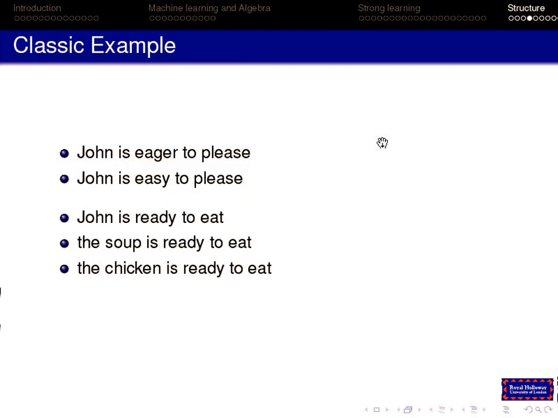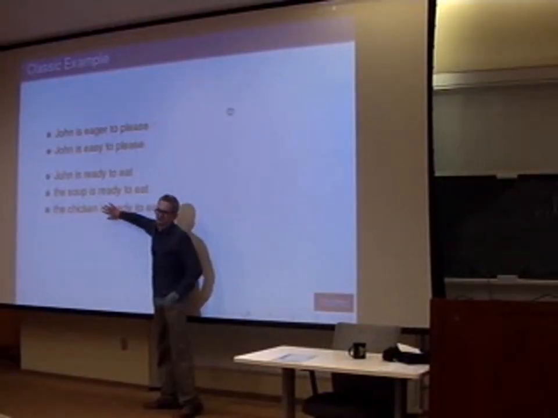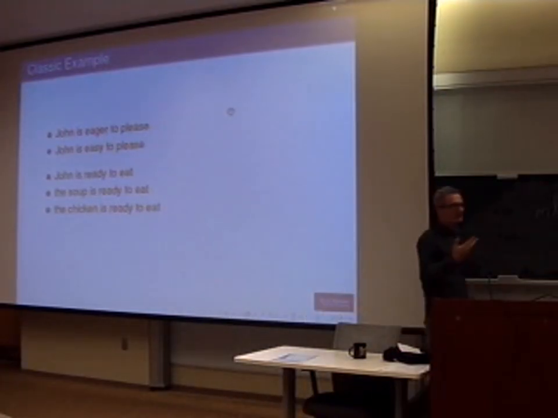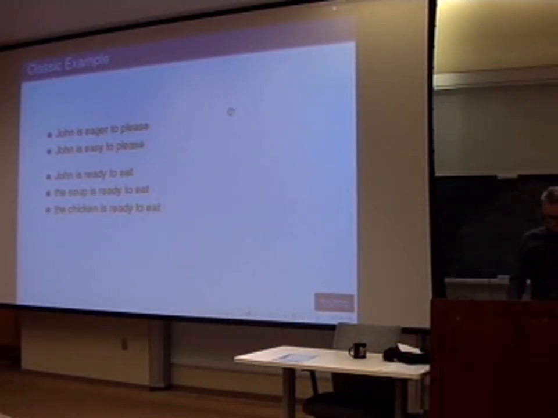We have John is ready to eat, the soup is ready to eat, and the chicken is ready to eat. Well, the chicken is ready to eat intuitively can mean either this delicious roast chicken has just come out of the oven, or it could mean it's feeding time for the chickens and they're running around pecking or whatever. So what we want to do here is say, okay, these two are unambiguous, and this one is ambiguous. And we want, in some sense, to be able to recover this just from the surface sets of strings.